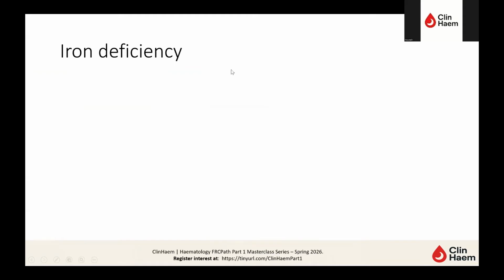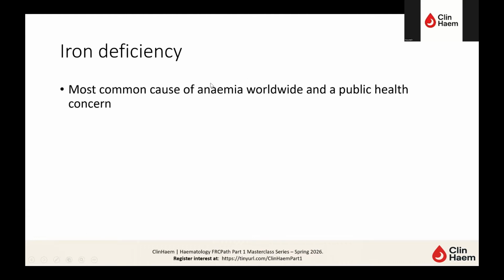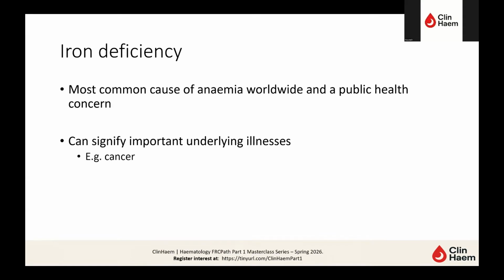So we'll jump straight to iron deficiency, which is very, very common. As you know, it's actually the most common cause of anemia worldwide and a public health concern because of its very significant, far-reaching consequences. I've just highlighted a few of them here. It can actually signify important underlying illnesses, as you all would know. For example, cancer, and that's especially in postmenopausal females and in males of any age, because males of any age are not supposed to have any blood loss.